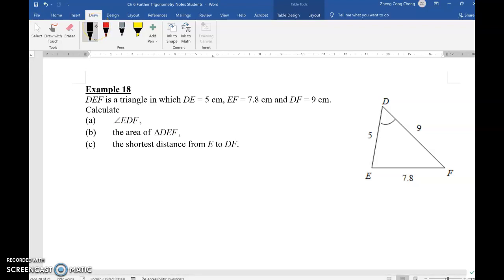Lastly, I will show you example 18. So we want to find angle EDF. Since this is the angle we want, we are going to use 7.8 as the one that's going to be alone in the formula. So 7.8 squared equals 5 squared plus 9 squared minus 2 times 5 times 9 cosine theta.